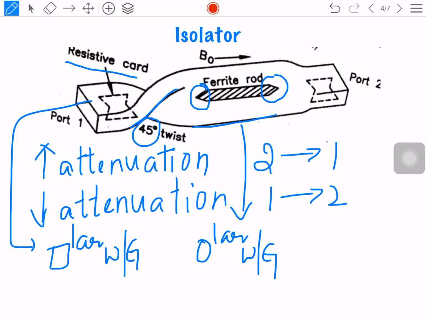At port 2 it has one more rectangular waveguide, and this rectangular waveguide has a resistive card within it, and there is no twist in this particular rectangular waveguide. Now these thin resistive cards are placed in the input and the output guides to observe the polarized field. The magnetic field is applied along the waveguide axis and the ferrite rod here.